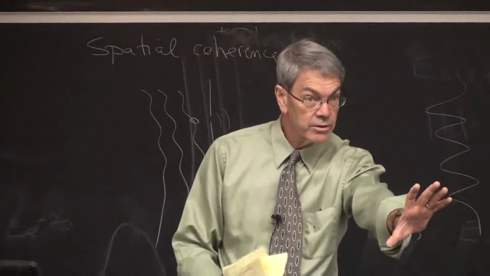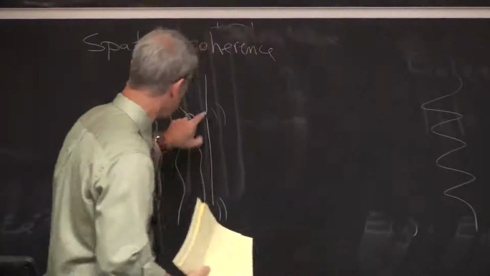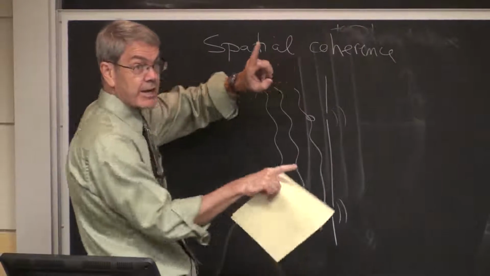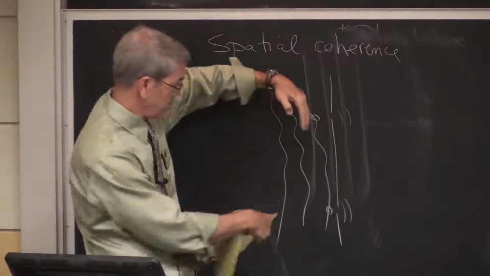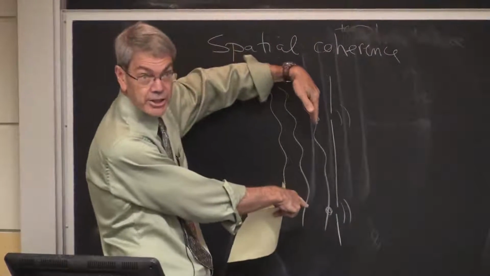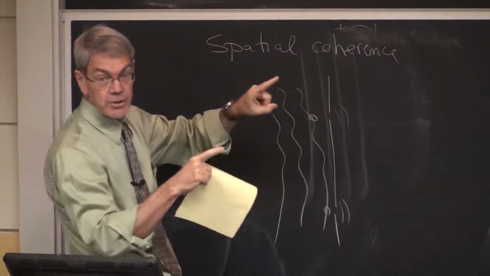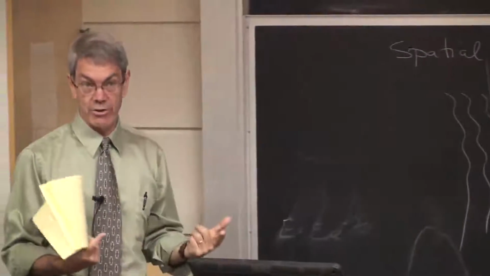It doesn't move. I have spatial coherence between these two. It means there's a fixed phase relation between these, and it's not changing in time. You know, the phase is rapidly changing because it's a wave, but the relative phase between the two is stable. So we say they are spatially coherent.